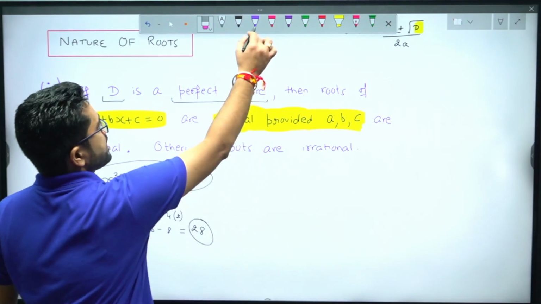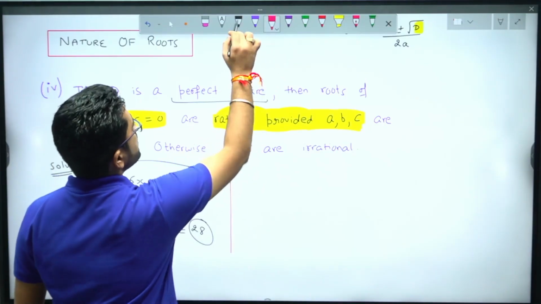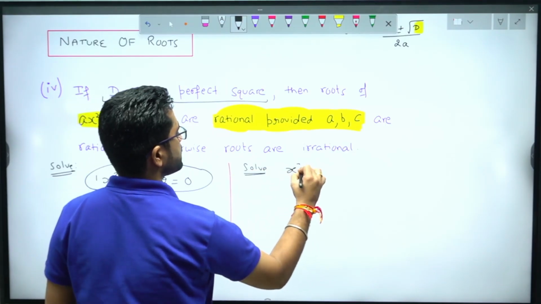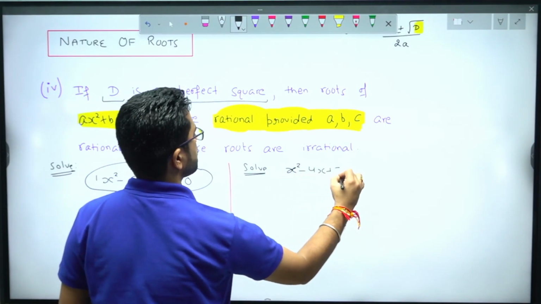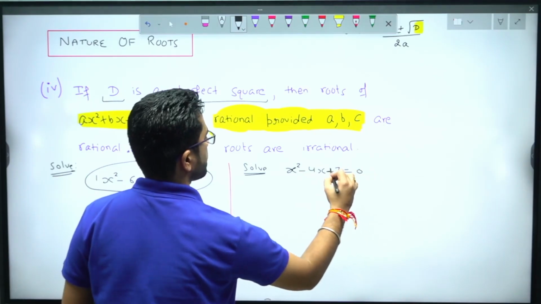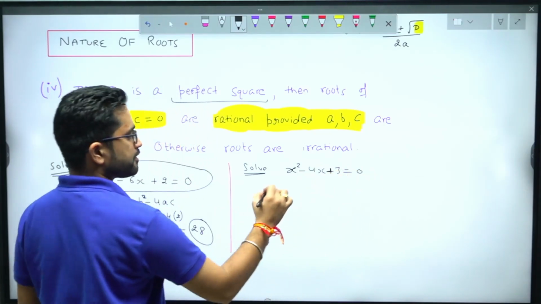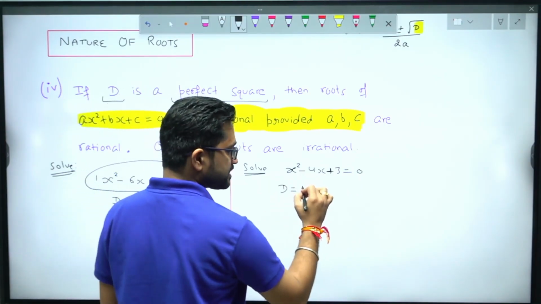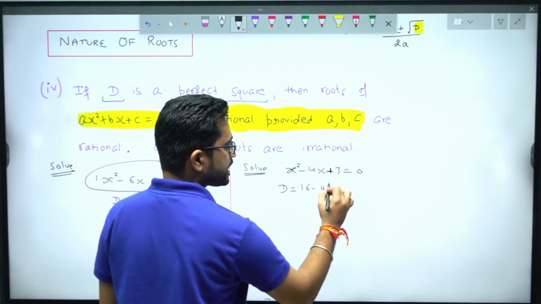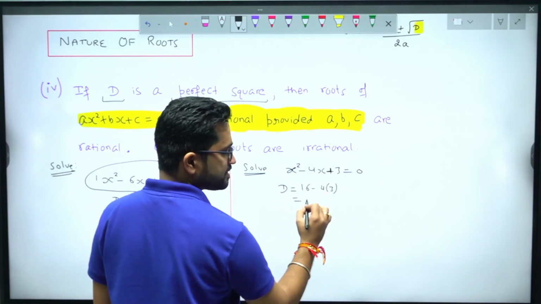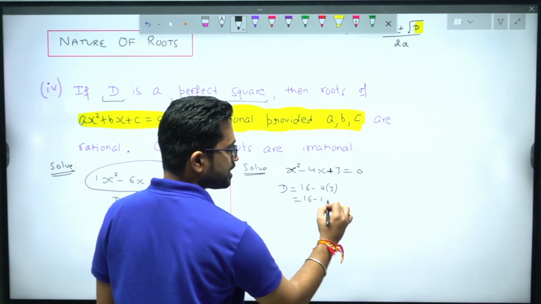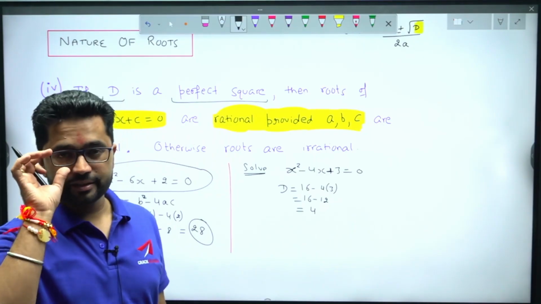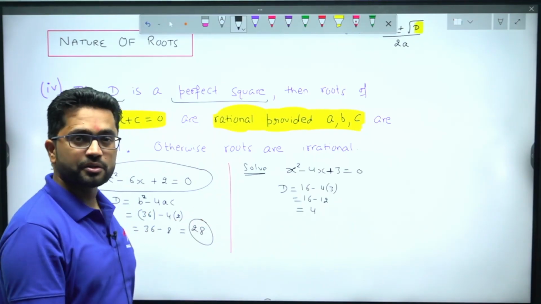Now let's have one more example. If I say solve this particular quadratic equation, x square minus 4x plus 3. Before solving it, let me figure out the discriminant. D is b square minus 4ac. So this discriminant comes out to be 16 minus 12, that is 4. So 4 is a clear-cut perfect square, it is a square of 2.